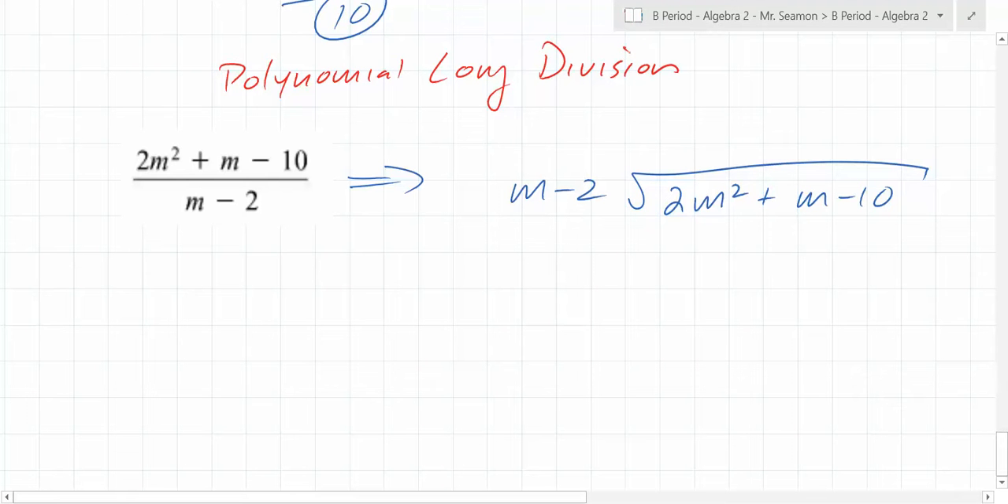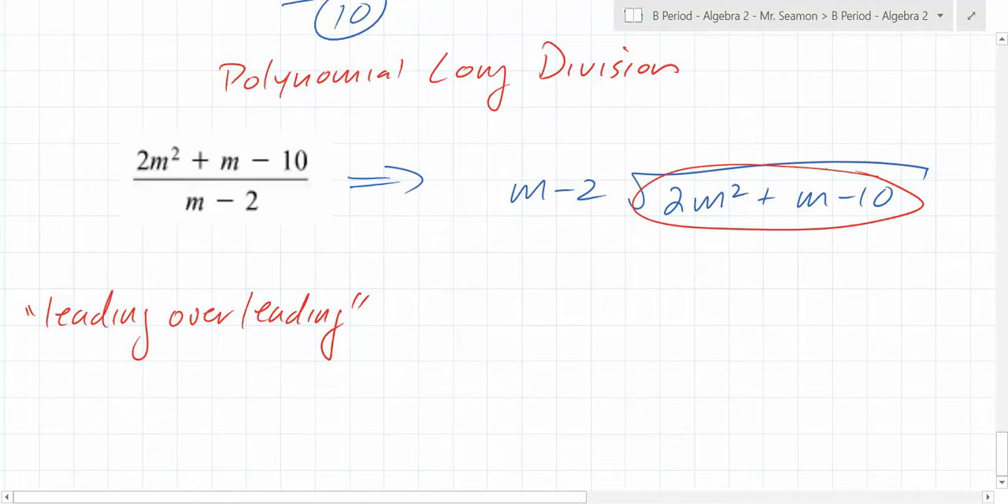The one phrase you need to take away from this class that is super important is this: leading over leading. Love this phrase. What's the leading term right here, Calvin? What's the leading term? No, the whole term. What's the whole leading term? 2m squared is the leading term. What's the leading term right there?